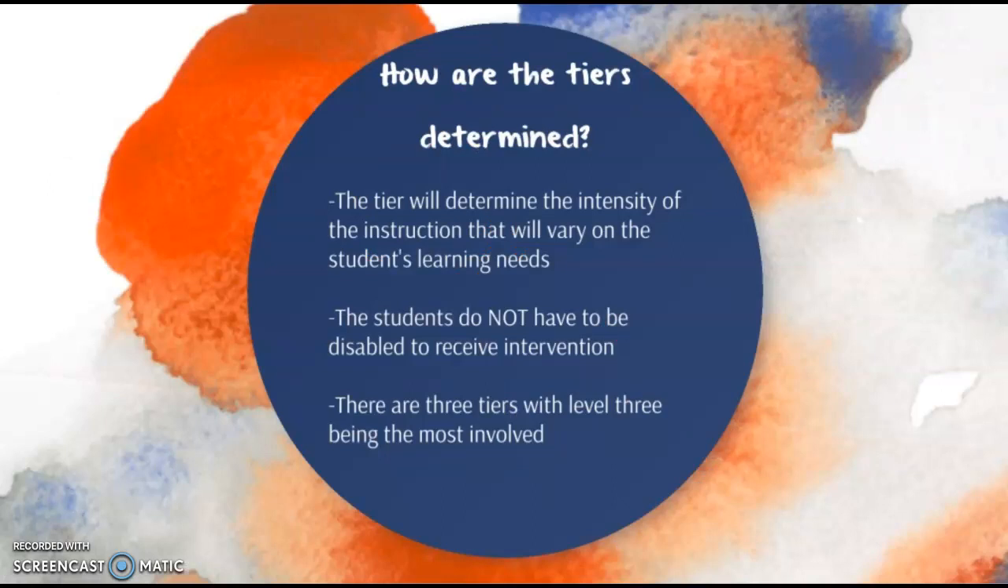The tiers will determine the intensity of the instruction that will vary on the student's learning needs. The students do not have to be disabled to receive intervention. Some people think that that is the case, and it is not. Some students just need a little bit of help. There are 3 tiers, with level 3 being the most involved.